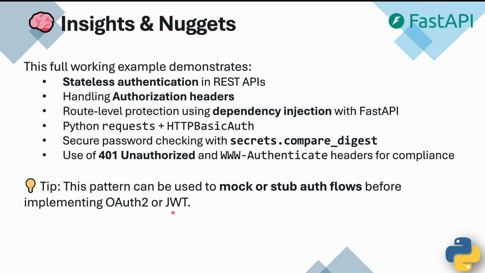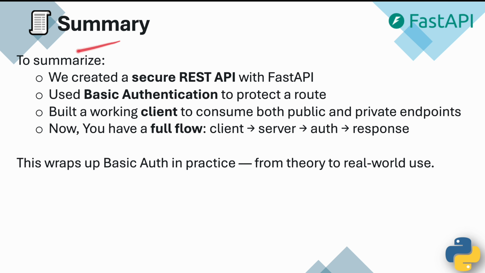This is some good example. Summary: to summarize, we created a secure REST API with FastAPI, and we used basic authentication to protect a route. We built a working client to consume both the public and private endpoints. Now you have the full flow, client to server, server to server with authentication, and after authentication the response also came. This wraps up Basic Auth in practice, from theory to real world use.